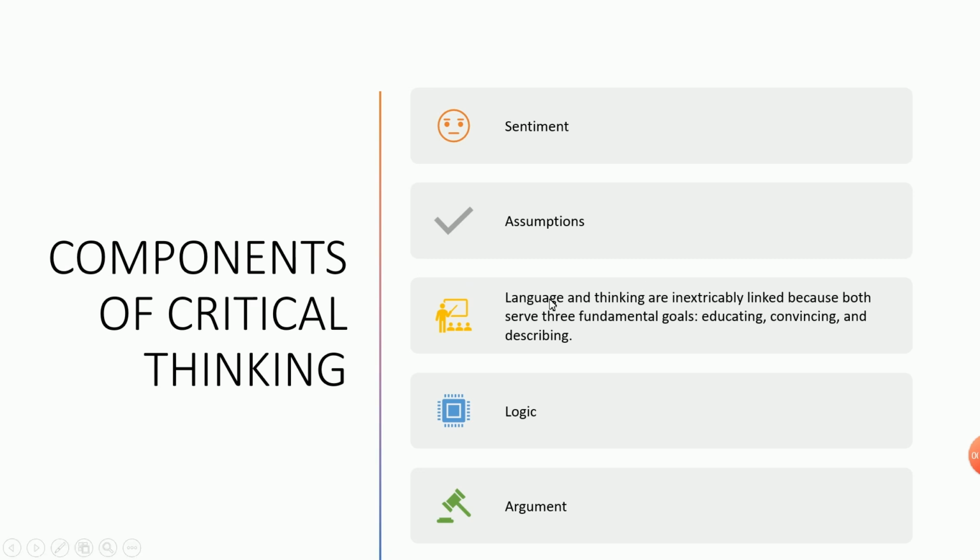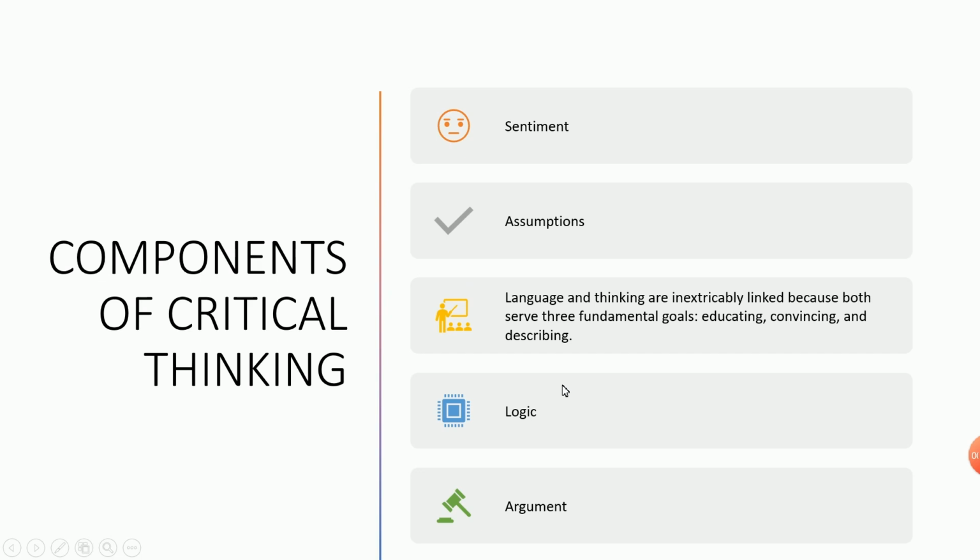So language and thinking are inextricably linked because both serve three fundamental goals: educating, convincing and describing. Because of this, critical thinking is affected. When we go to a new state, people would favor the person who speaks the mother tongue of that state, even though there might be some positive side towards us. So language and thinking influence each other.